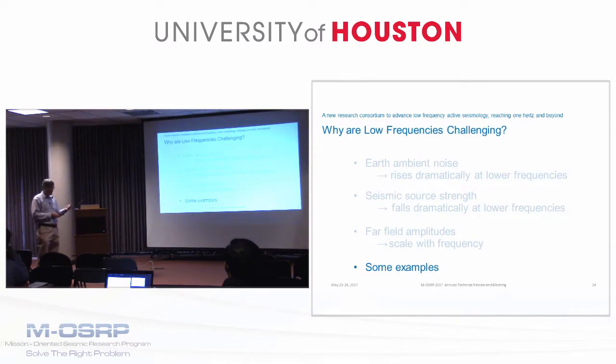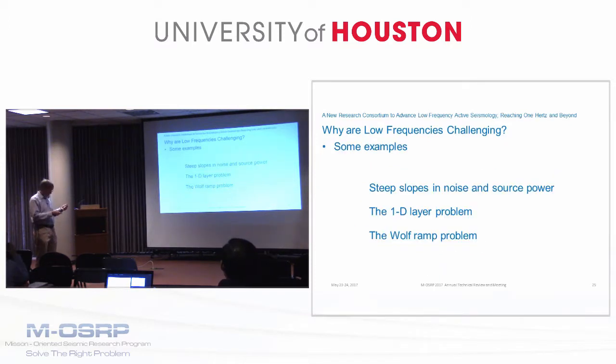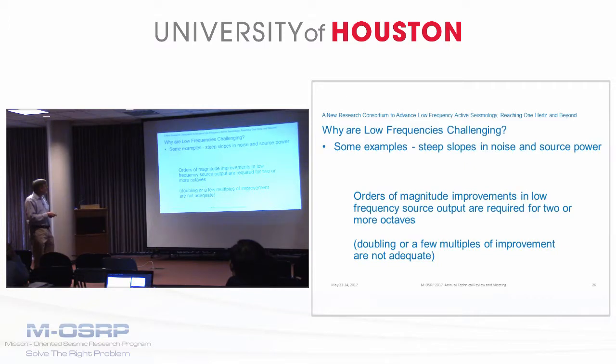In the next section, I want to show a few examples. And the first one I want to show is how those steep slopes affect our objectives of being able to measure down another 2 octaves. And then I have another couple examples I'll go through just to show how low frequencies respond, what the response from the Earth can be like. So what we're going to see out of this discussion about the steep slopes in the noise and the source power is that we're going to need orders of magnitude improvements in low frequency source output in order to achieve 2 or more octaves. Something like a doubling or a few multiples improvement is just not going to do it.